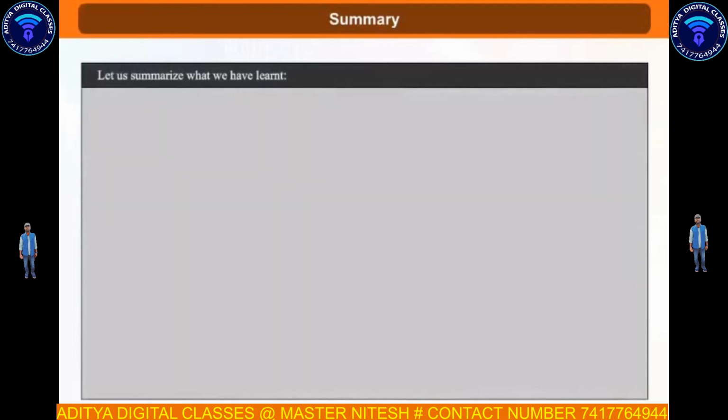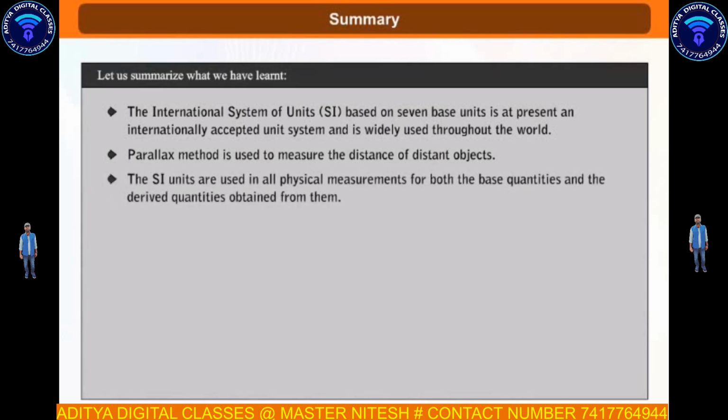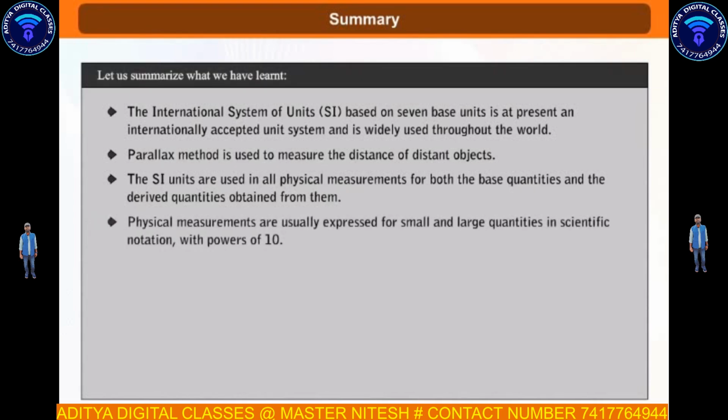Let us summarize what we have learned. The International System of Units, SI, based on 7 base units, is at present an internationally accepted unit system and is widely used throughout the world. Parallax method is used to measure the distance of distant objects. The SI units are used in all physical measurements for both the base quantities and the derived quantities obtained from them. Physical measurements are usually expressed for small and large quantities in scientific notation with powers of 10.